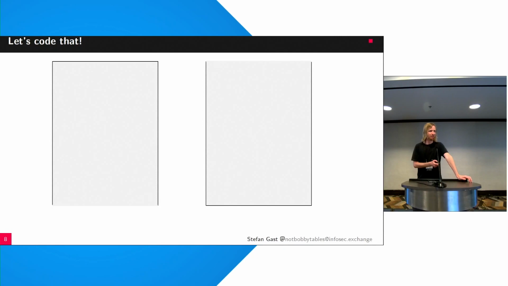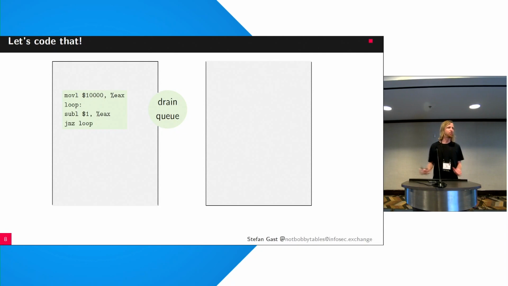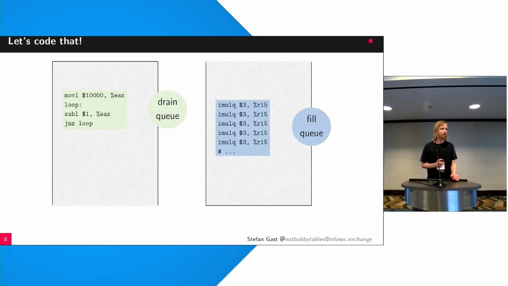So what do we do? Again, first of all, we want to start with an empty scheduler queue. There are different ways to do that. One simple way is to just execute a delay loop that gives the scheduler queue some time to empty. We then fill the scheduler queue to the desired level. Of course, multiplications are executed quite fast on modern processors, so we have to delay them a little bit.